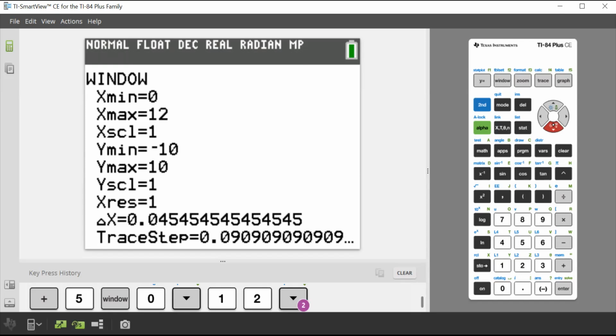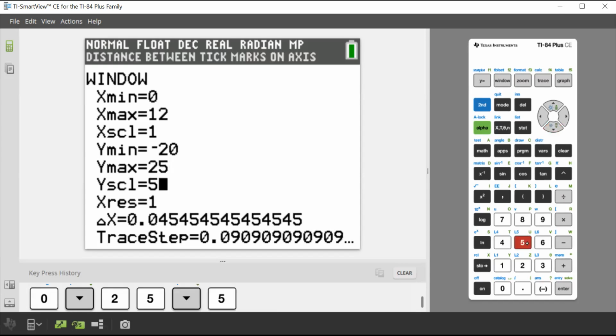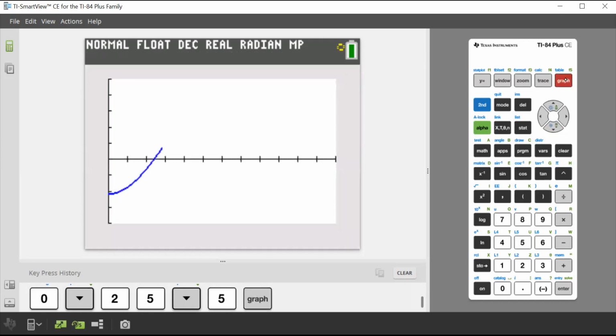Well, my midline was at 5 and my amplitude was at 15.8. So that means this thing's definitely dipping down into the negatives. Of course it does. We're in Alberta. It's currently negative 20 in Calgary as I'm making this video. And then the maximum temperature, it's going to go up to roughly 21 or something. So I'm going to go to 25. Doesn't have to be perfect. And I'm going to make my scale 5. And there it is.